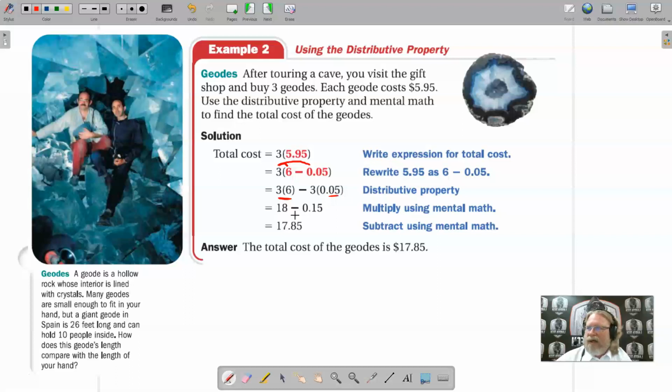Now $18 minus 15 cents is going to give us a total of $17.85. Think of the 15 cents as 10 cents plus 5 cents, right? 18 minus 10 cents would be $17.90. Take off another nickel, we'd be at $17.85. So the total cost of the geodes is $17.85.